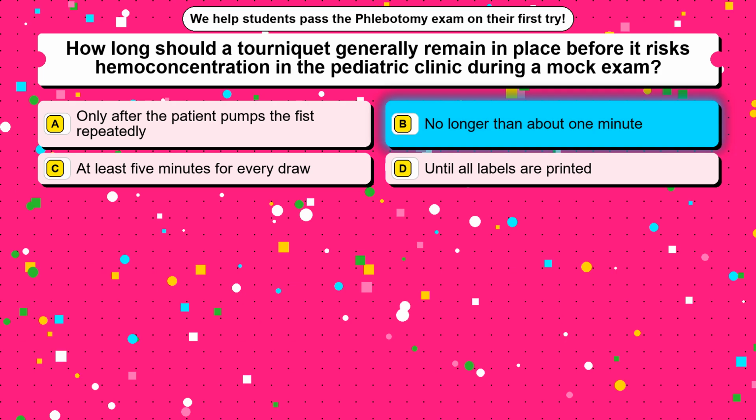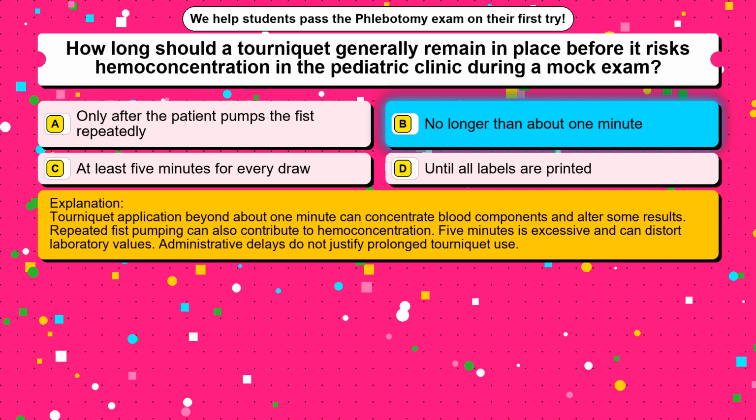The correct answer is option B. No longer than about 1 minute. Tourniquet application beyond about 1 minute can concentrate blood components and alter some results. Repeated fist pumping can also contribute to hemoconcentration. 5 minutes is excessive and can distort laboratory values. Administrative delays do not justify prolonged tourniquet use.